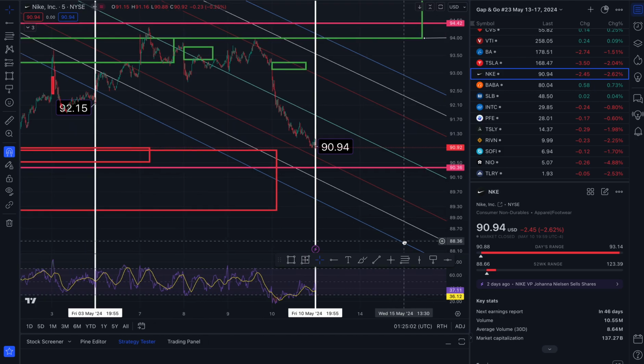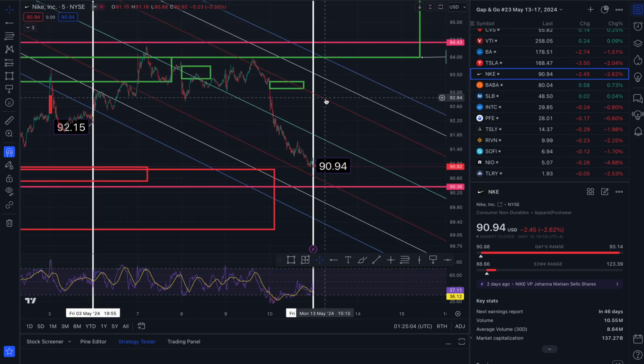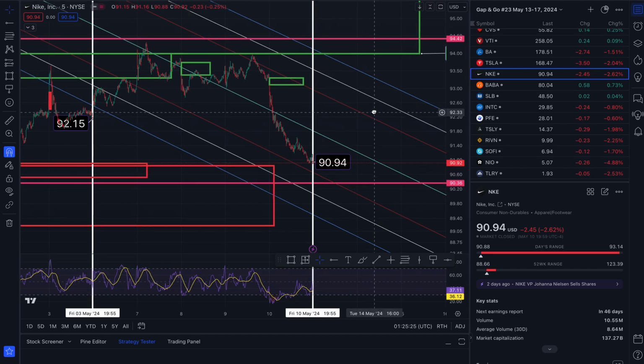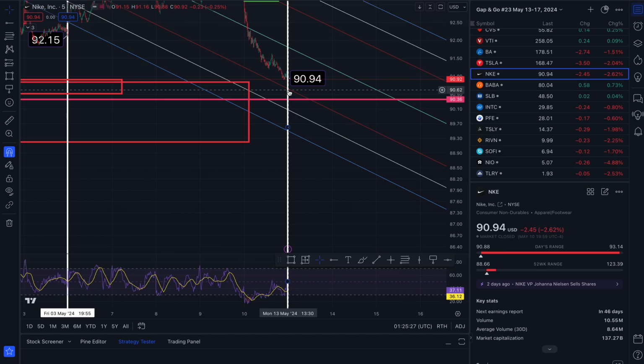Where are we here? Okay, this is where we are. Resistance takes us to 91.80, 92.97, 93.52-ish, and 94.14. Okay. And to the south side, support 90.66, 90.07, and 89.50.